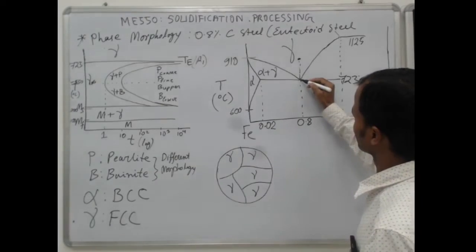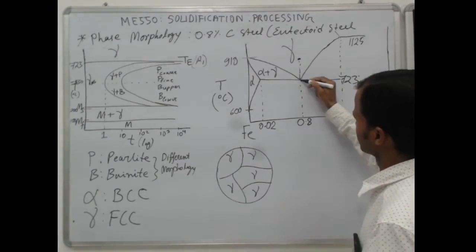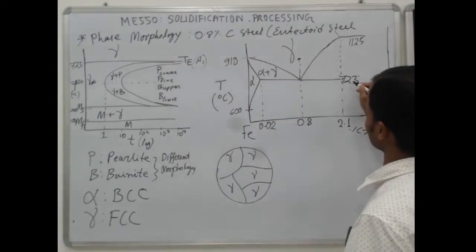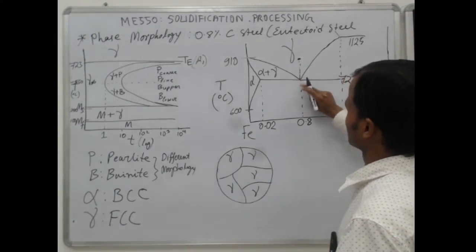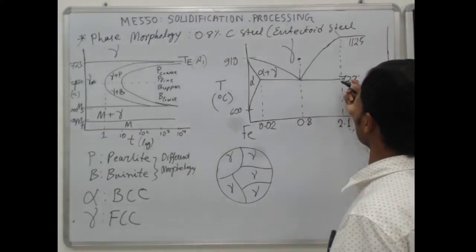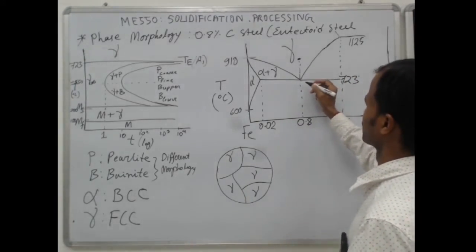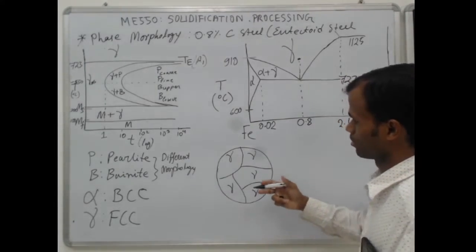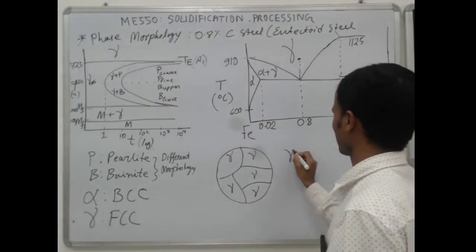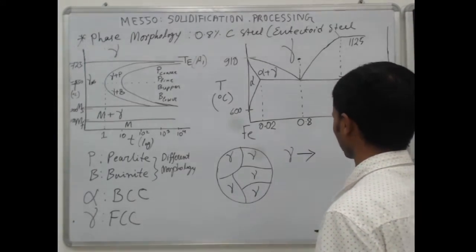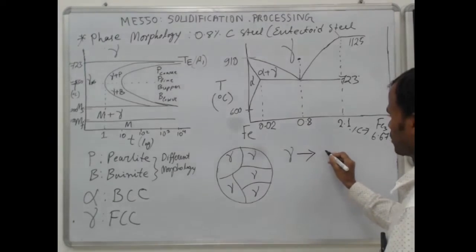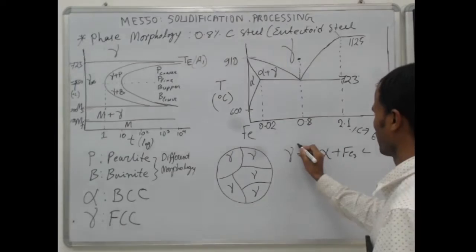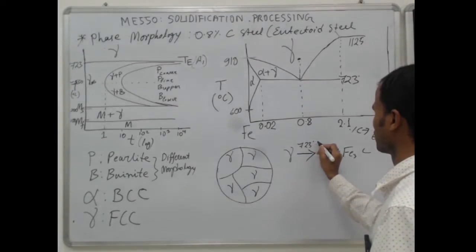It is having a composition of 0.8% carbon. The moment you come to the eutectoid temperature, say here it is 723 degrees Celsius, at this temperature the gamma will be unstable and the eutectoid transformation will take place. Gamma will be decomposed into alpha plus Fe3C at 723 degrees Celsius.